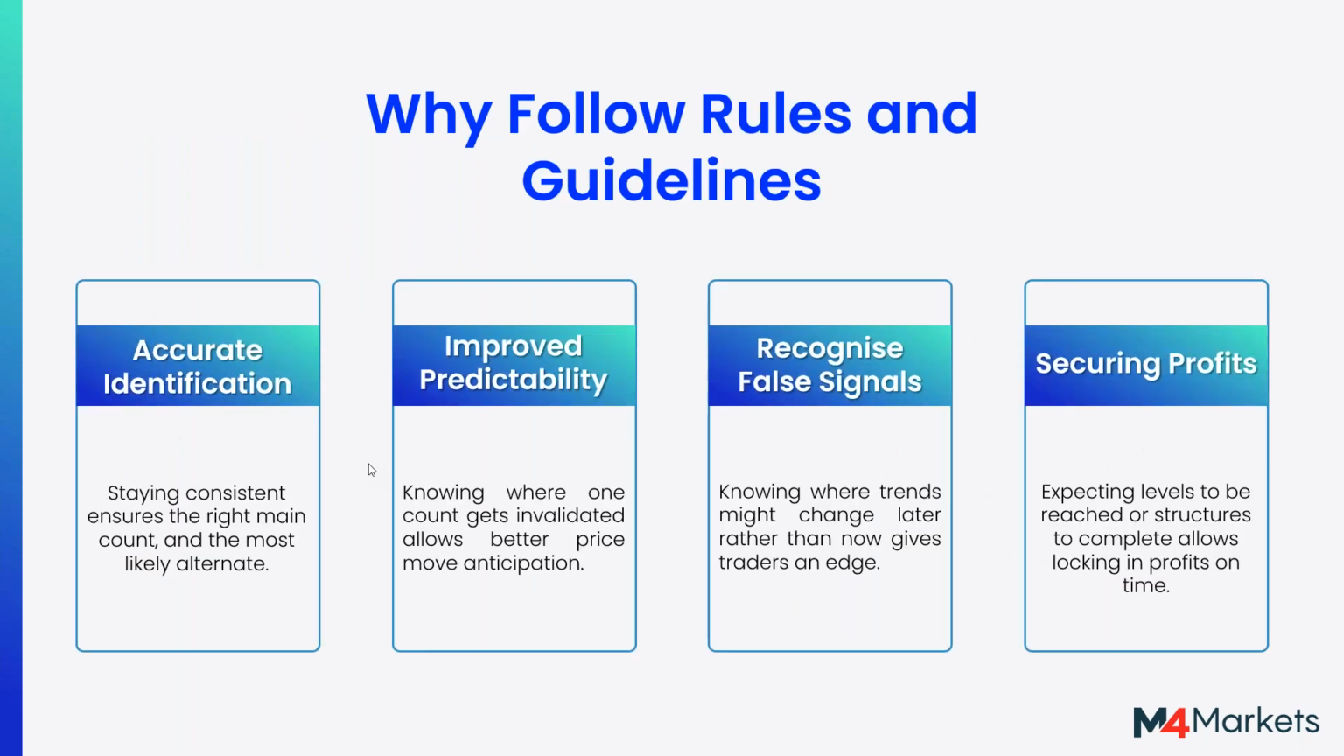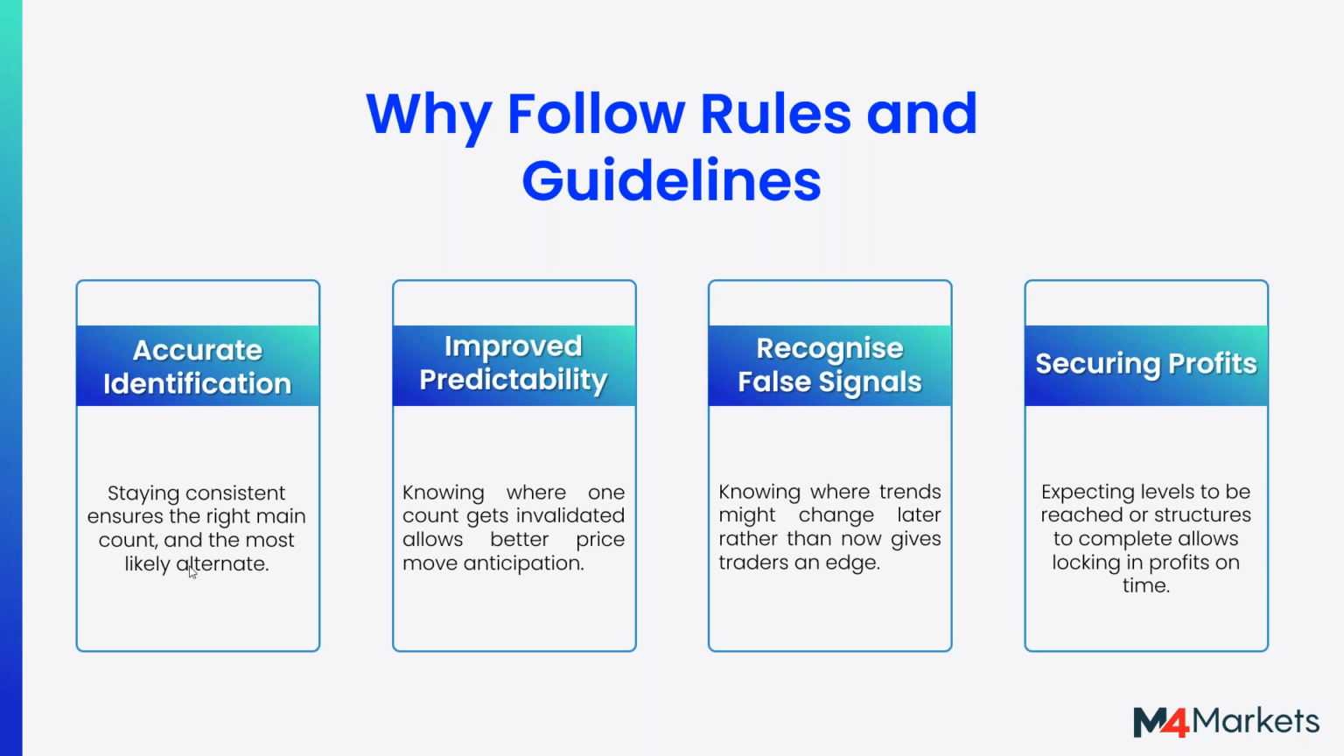So now you might ask, why do we have to follow rules and guidelines? Well, there are 4 main reasons. You can accurately identify patterns, you can improve predictability, you can recognize false signals, and you can secure profits just because you follow Elliott wave rules and guidelines. That, of course, assumes that you know how to identify Elliott waves as well. But we're talking about the rules and the guidelines now. We haven't gone to the patterns yet.